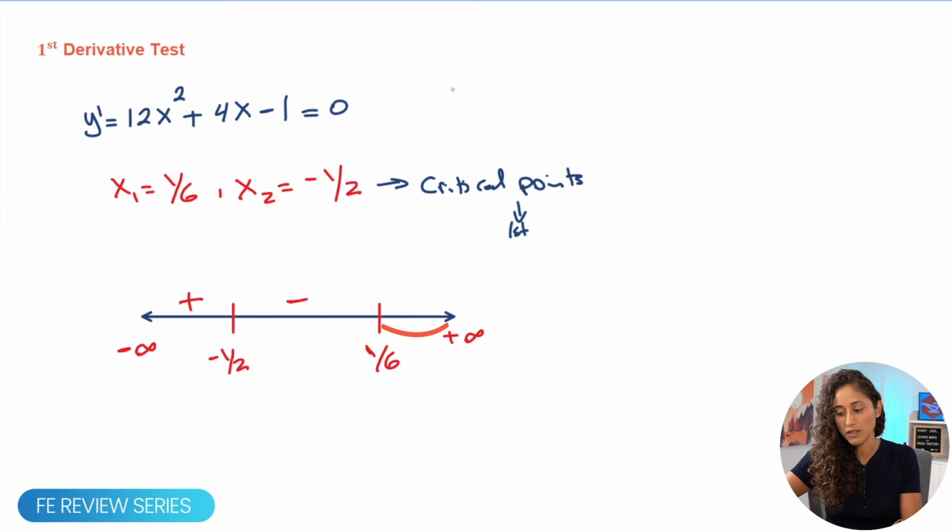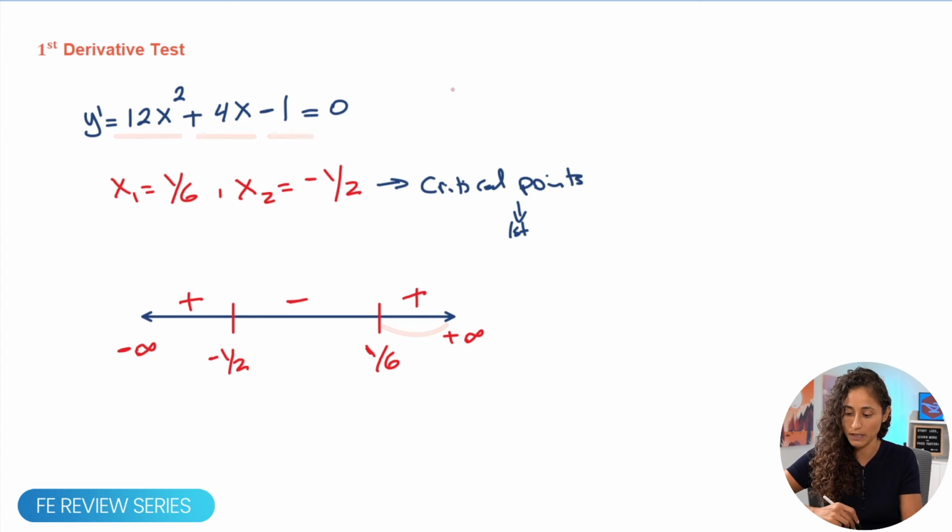And then here we can, again, pick any number. 1 is a really easy number to use. So we're going to do 12 times 1 squared. That's going to be 12, and then plus 4. This is going to stay positive, and then minus 1. So again, big number minus a small number, this is going to be positive.